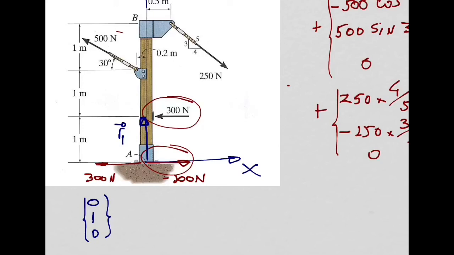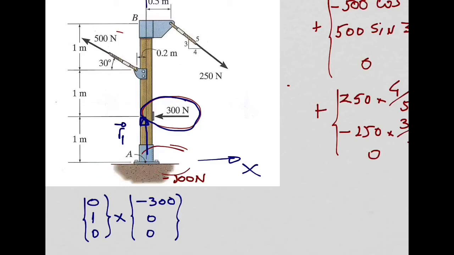And in order to have the moment produced by this couple, I need now to do the cross product of this with this force vector here, 300 newtons. What is the x component of this 300 newtons? X component, how much is it? Plus or minus? Minus. Y is 0, Z is 0. So this is the moment produced by these 300 newtons about point A.